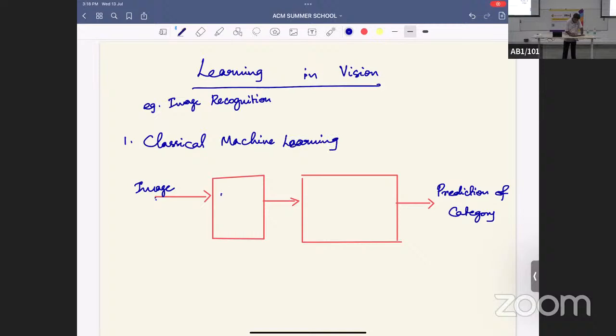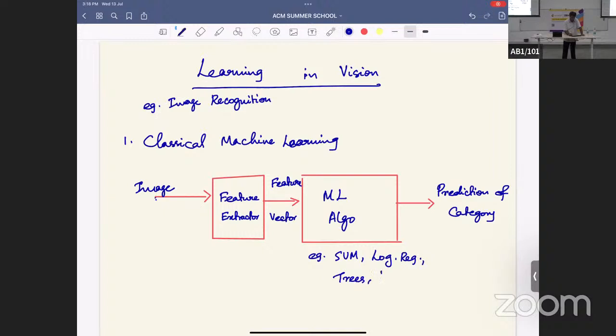requires you to have something called feature extractor. So this will give you a feature vector which is fed to this ML algorithm, which could be this SVM or logistic regression or trees, forests, etc. And finally, the prediction will happen.